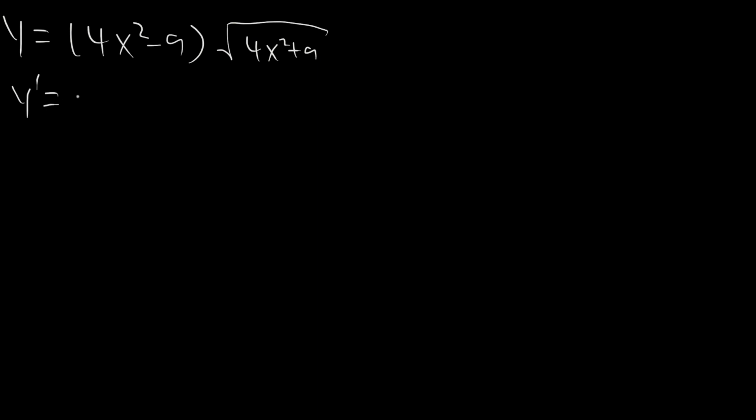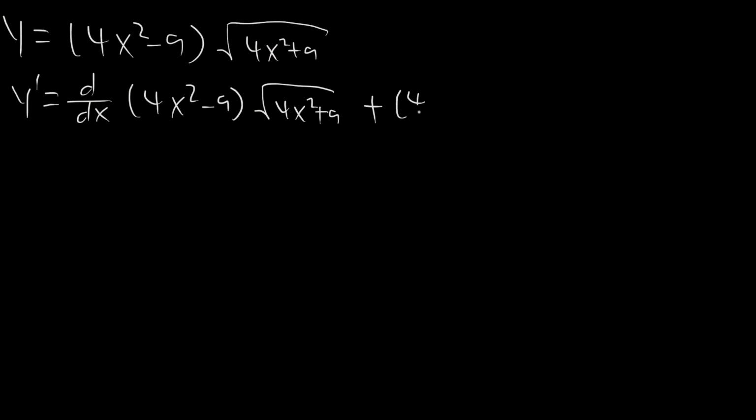y is equal to 4x squared minus 9 times the square root of 4x squared plus 9. What is the derivative of this quantity? So you need to apply the product rule. So take the derivative of 4x squared minus 9 times the square root of 4x squared plus 9, plus 4x squared minus 9 times the derivative of the square root of 4x squared plus 9.